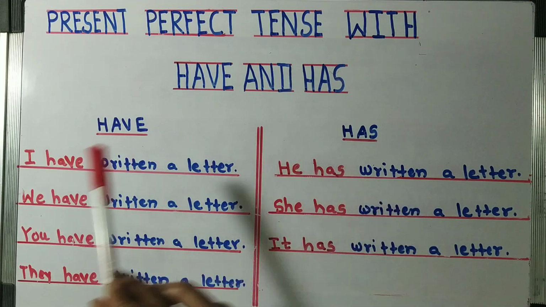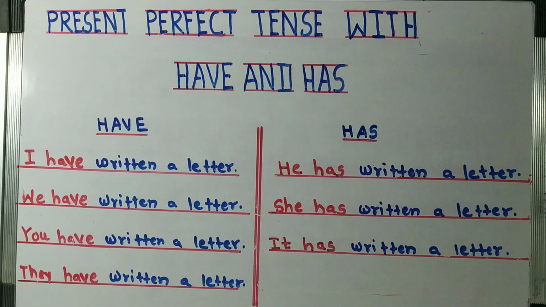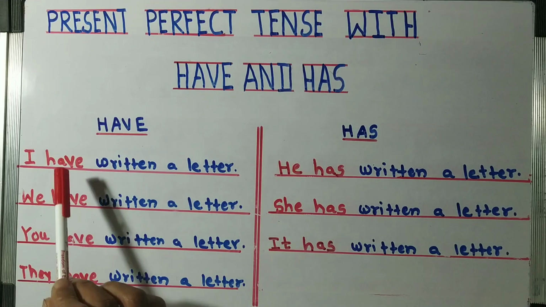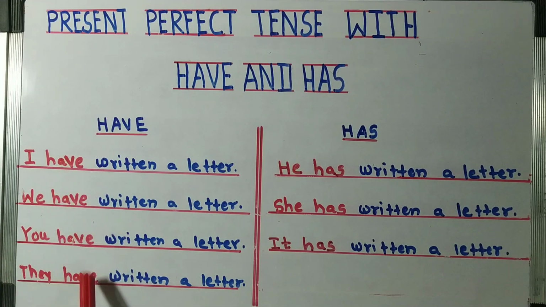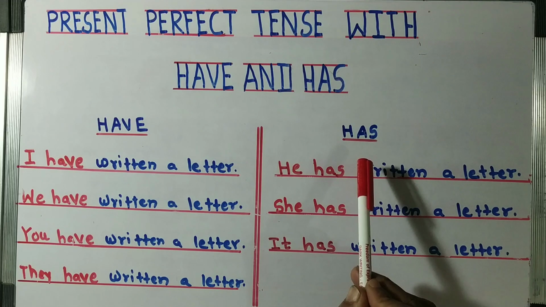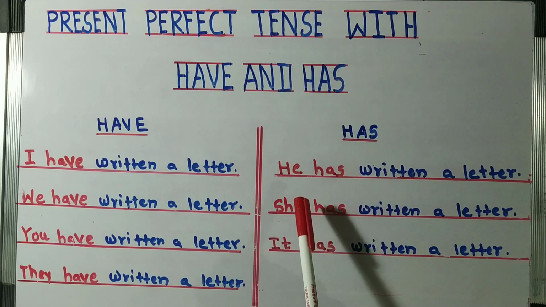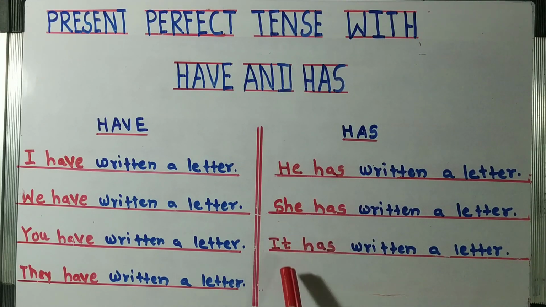Whatever sentences I have taken on the board, in these sentences you can notice the use of the word have. The word have is used after subjects I, we, you and they. Similarly, the word has is used with subjects he, she and it. Whenever we form sentences in present perfect tense, we have to be particular about the use of this have and has.